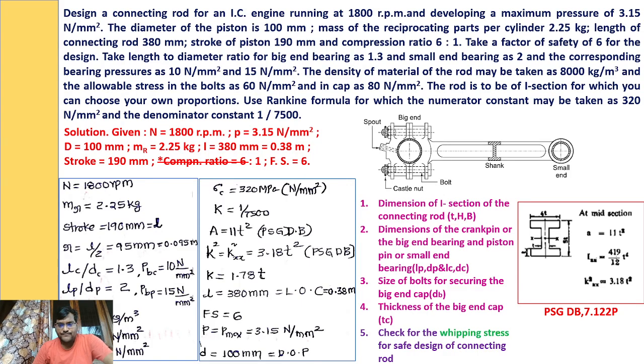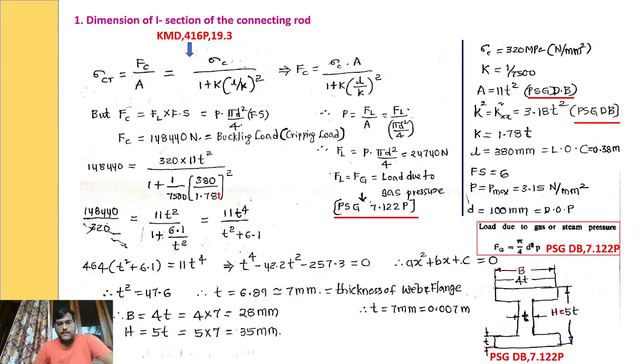Let us see one by one. The first one, dimensions of the I section of the connecting rod. This is the most important point. Sometimes they will give the same point for 7 marks in the examination. They will only ask, find out the dimensions of the connecting rod.